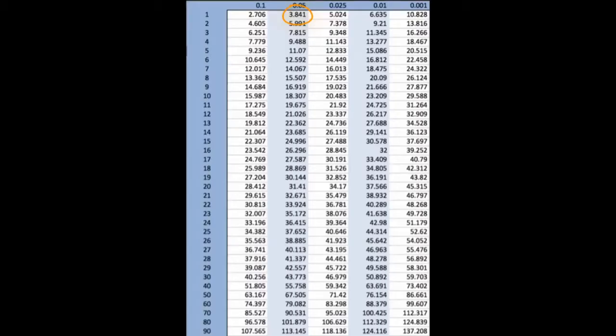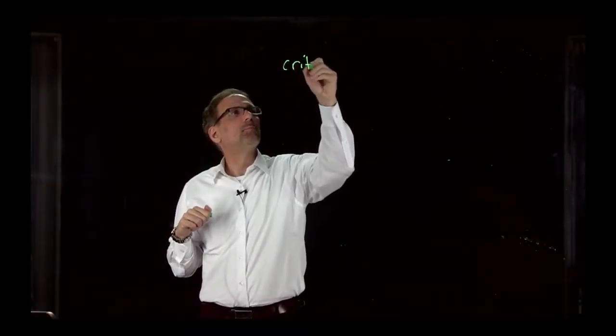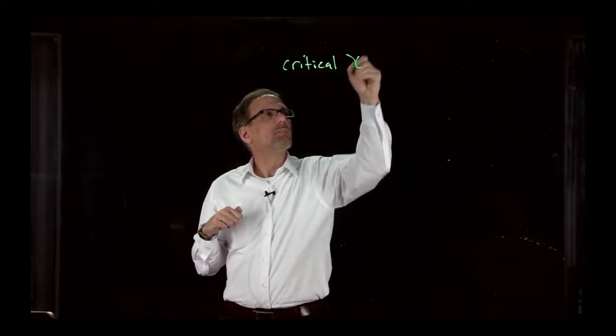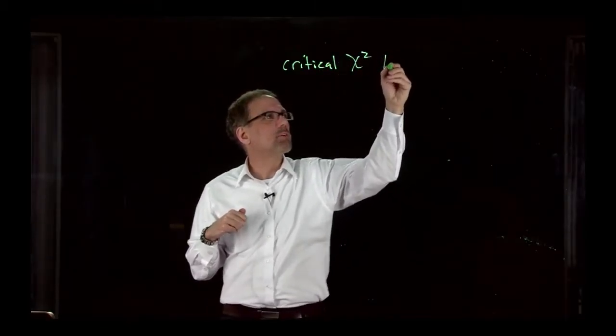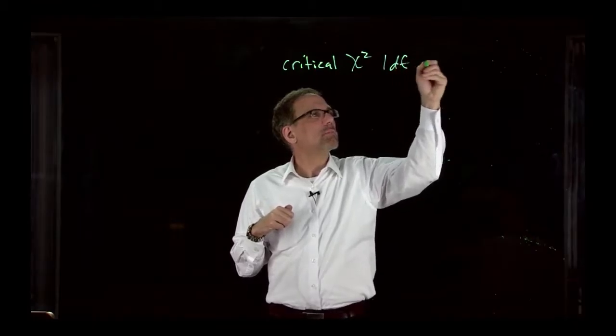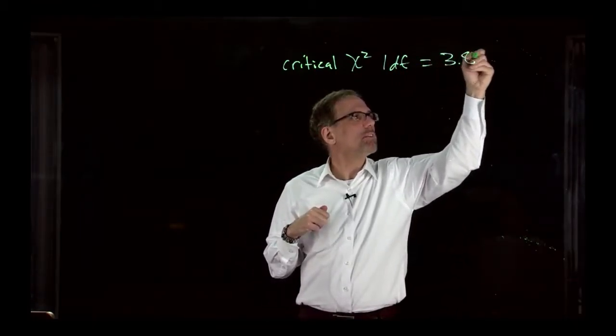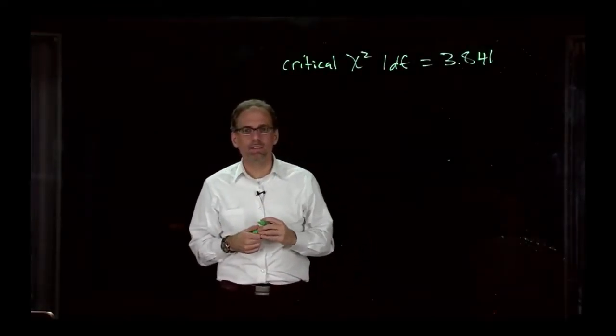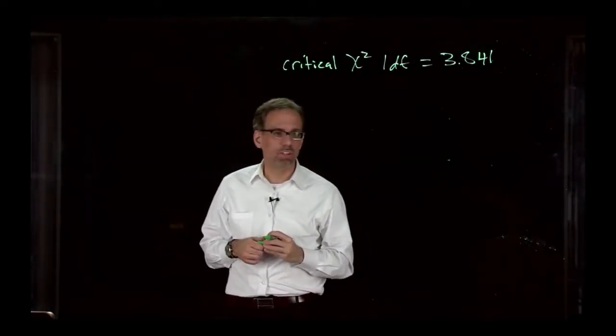Okay? And that number is 3.841. Okay? So the critical value with 1 degree of freedom equals 3.841.